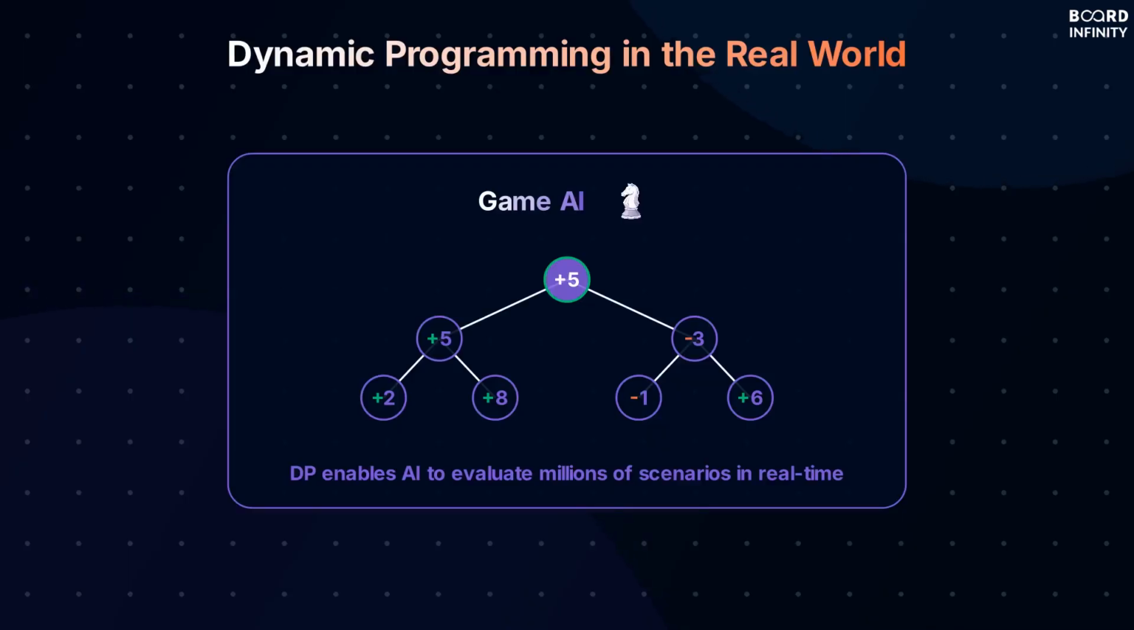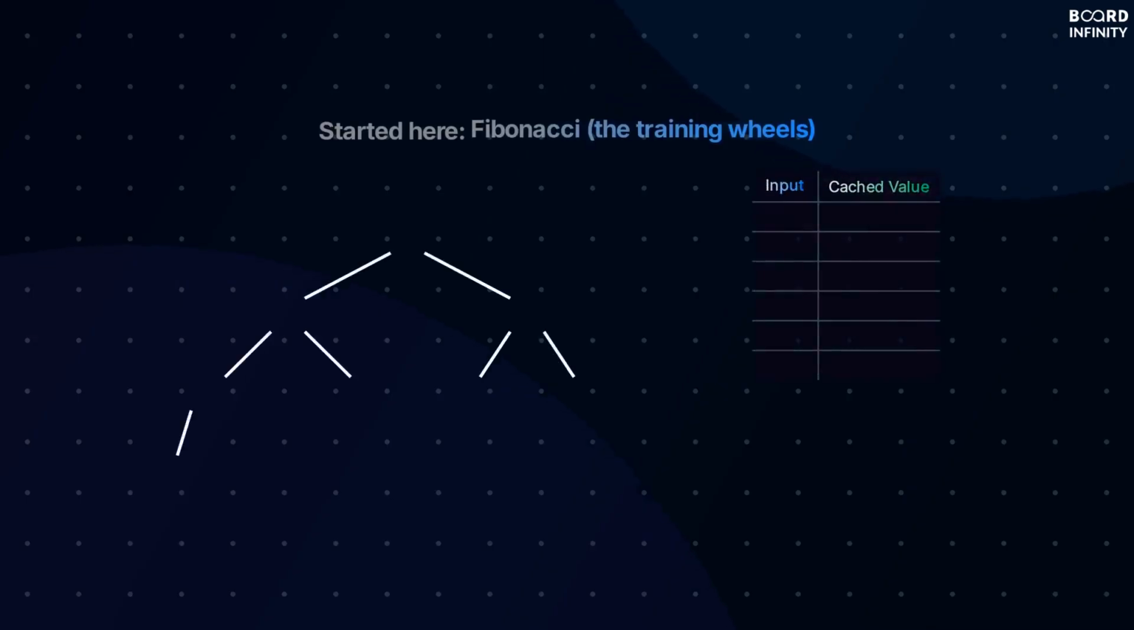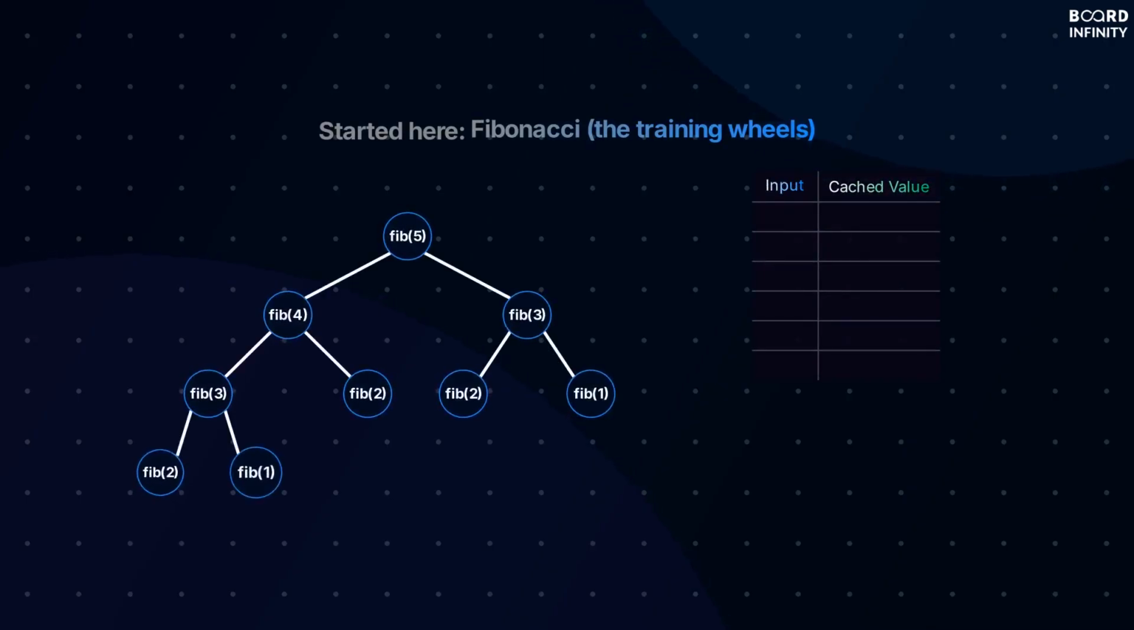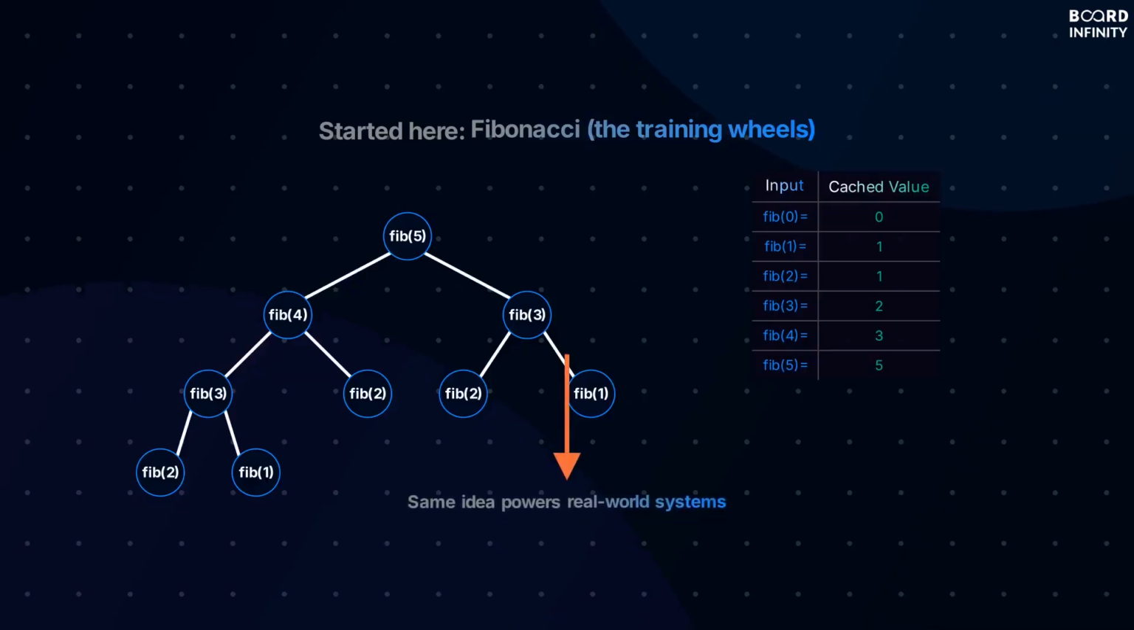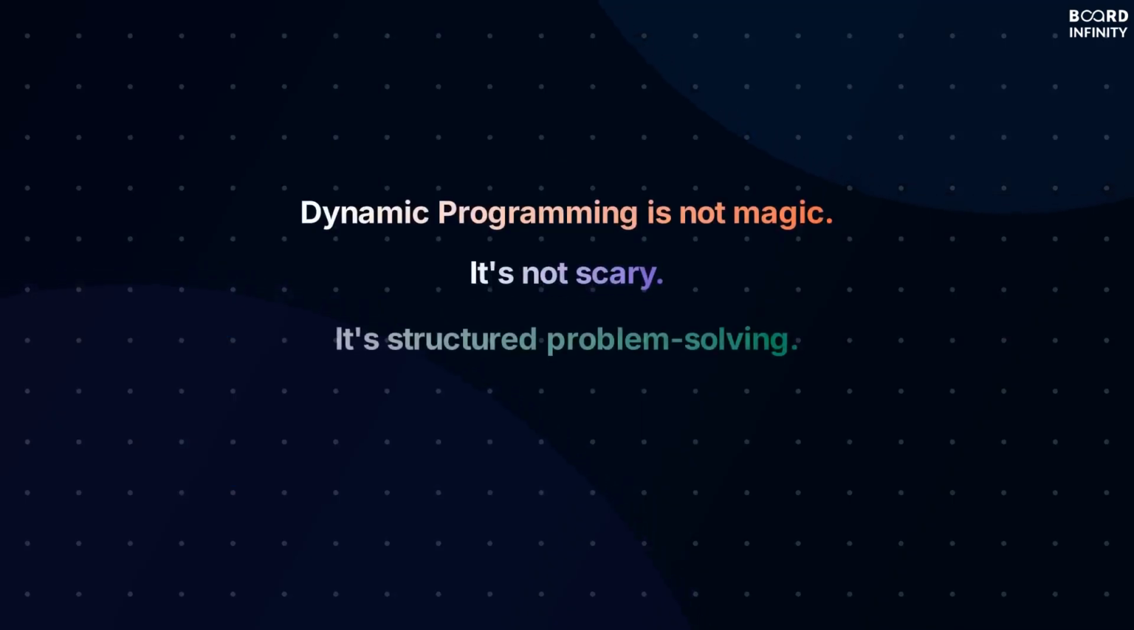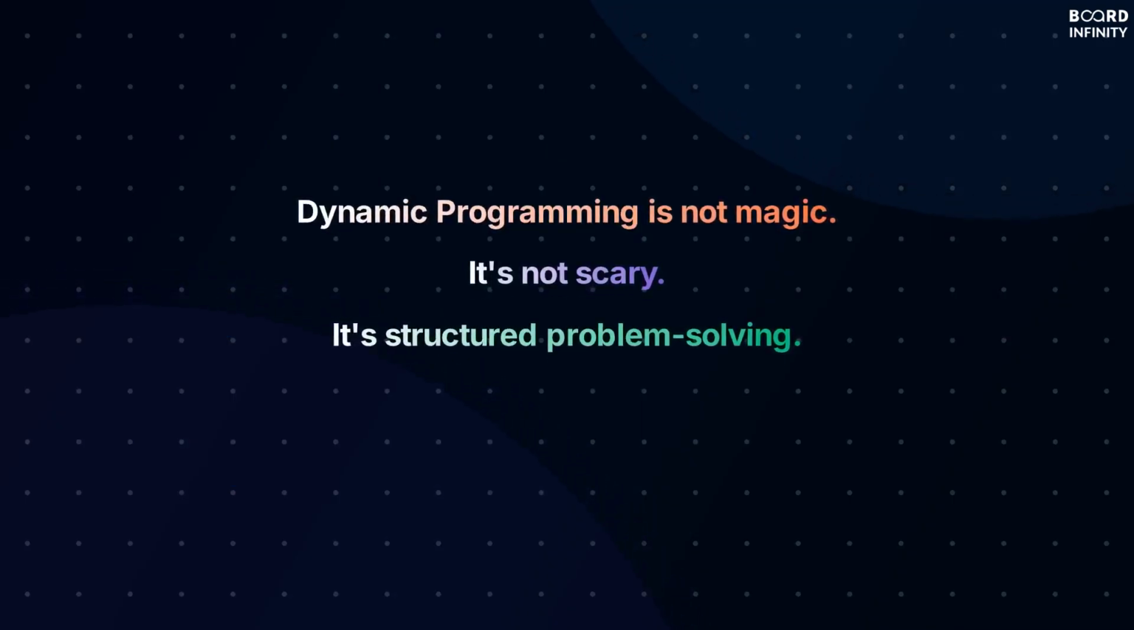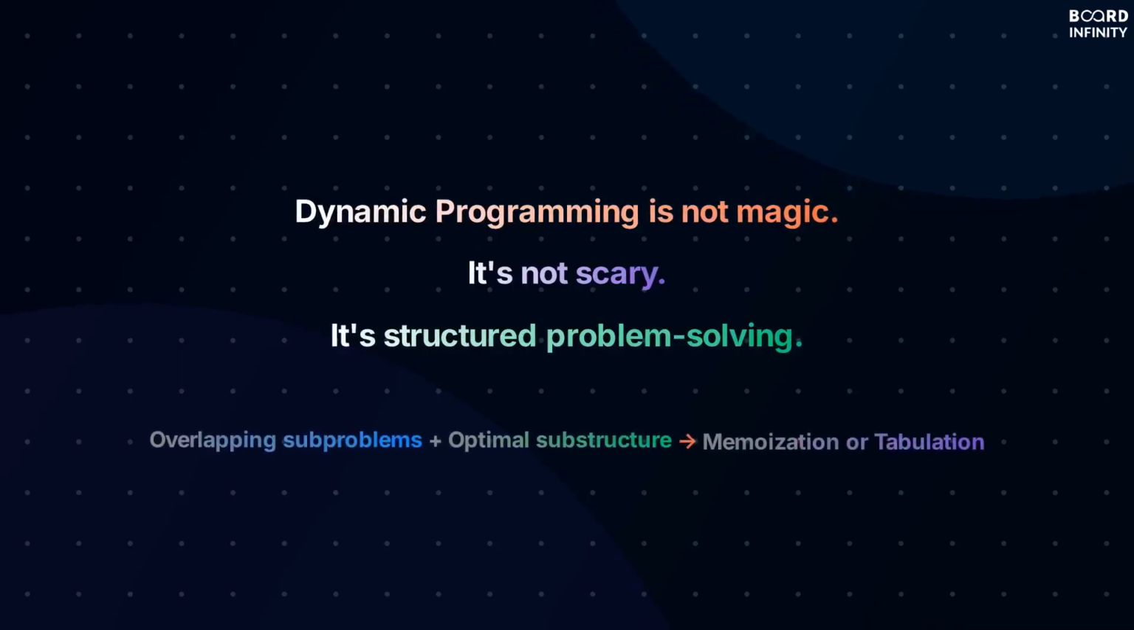These aren't toy problems. They're the backbone of systems you use every day. And it all comes back to the same idea we started with. If you're solving the same subproblem over and over, stop. Solve it once, remember the answer, and reuse it. That's dynamic programming. This fundamental principle, first illustrated with simple examples like Fib of 5, is what powers these complex real-world systems. It's not magic. It's not scary. It's just structured problem solving.